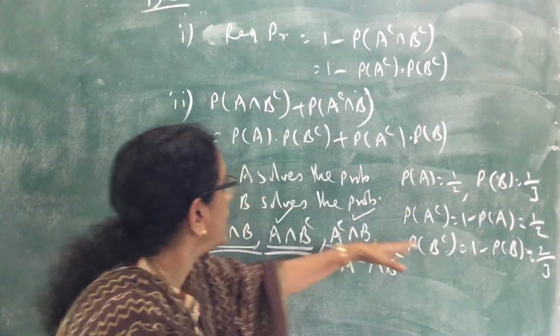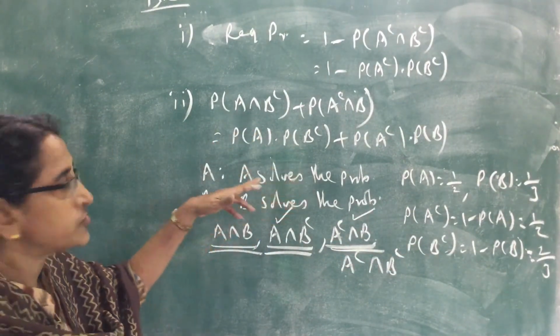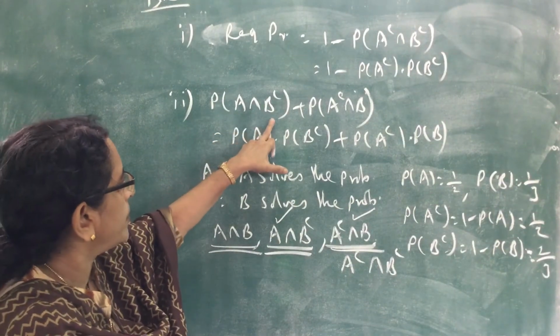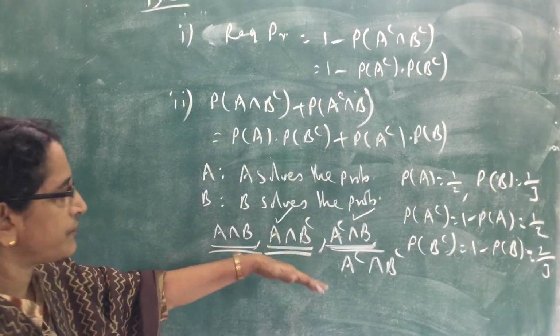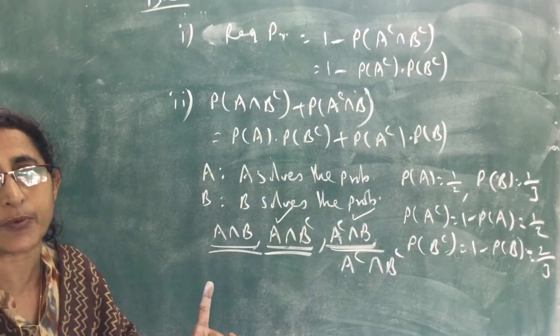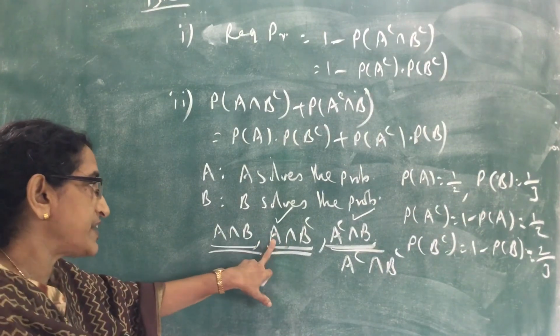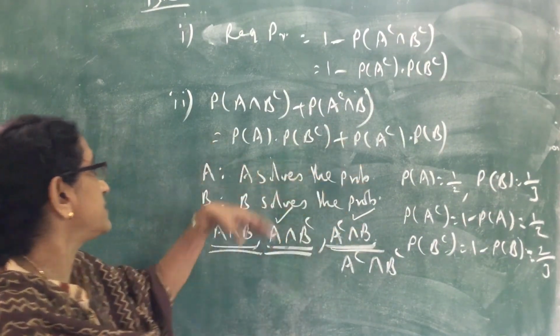Substitute these values. Probability of A into probability of B complement, because they are independent events. So probability of A into probability of B complement plus probability of A complement into probability of B. So substitute this and find the answer. So in these two cases, exactly one of them solves the problem. Exactly one. A only solves the problem. Here B only solves the problem. That is the answer. Simplify and find out the answer.